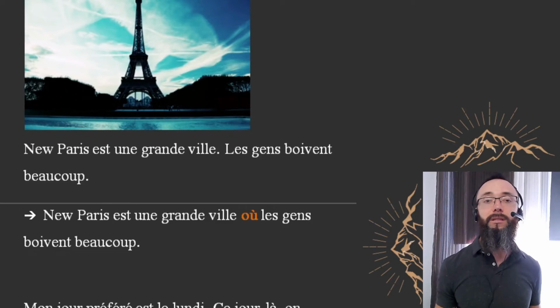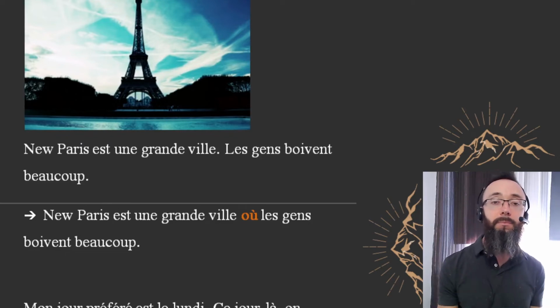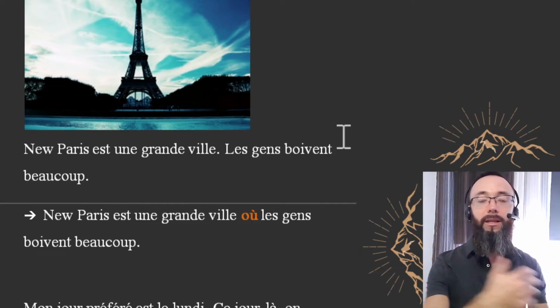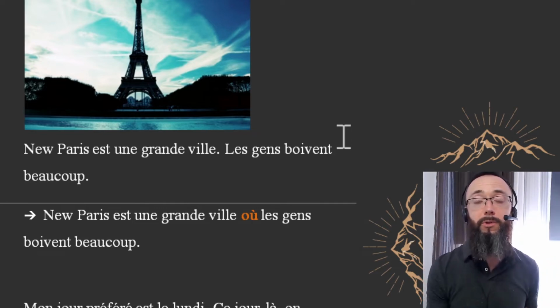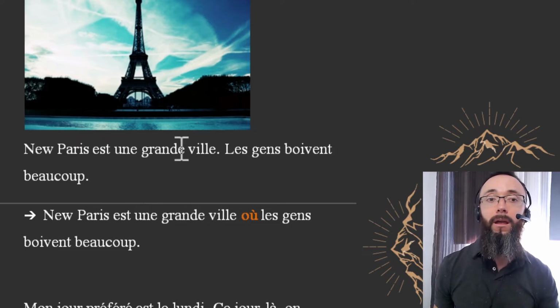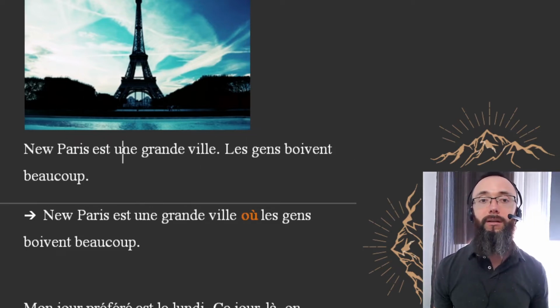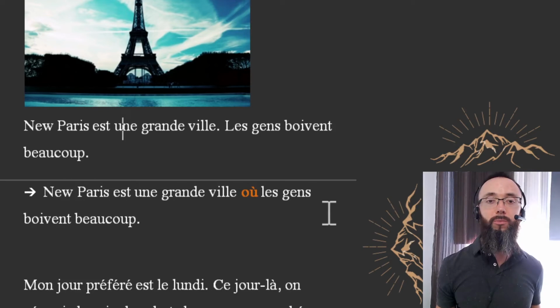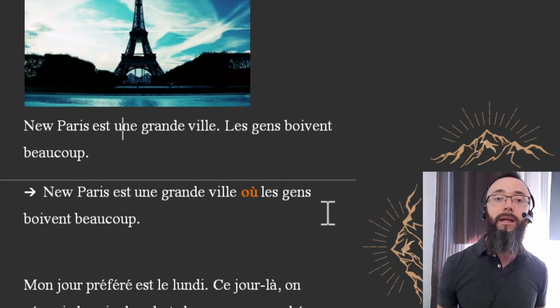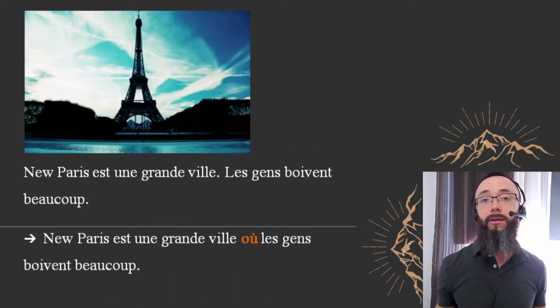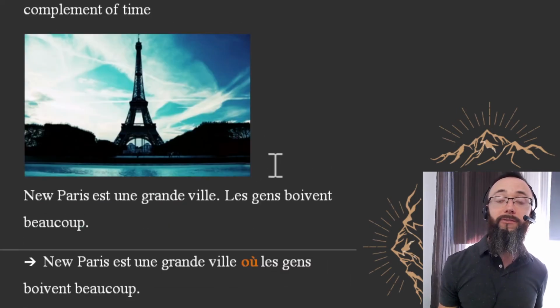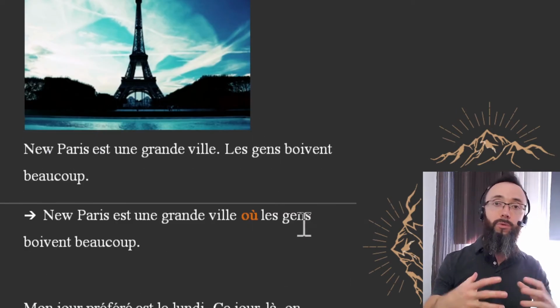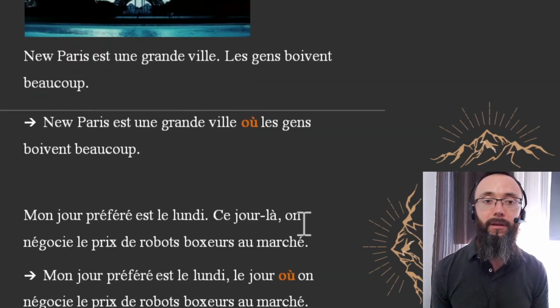New Paris is a big city. People drink a lot. We assume that people drink a lot in New Paris because we just mentioned New Paris in the previous sentence. New Paris est une grande ville. Les gens boivent beaucoup. New Paris est une grande ville où les gens boivent beaucoup. On a connecté les deux. Et ici, on parle d'un lieu. Ici, on a complément de lieu. Et où, ça représente donc cet endroit.